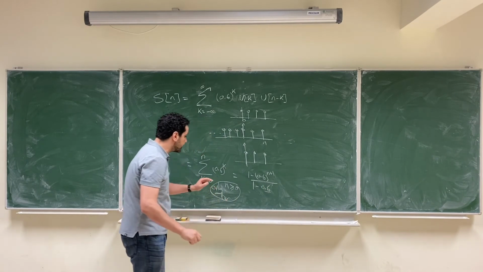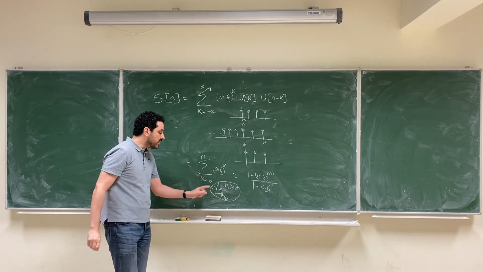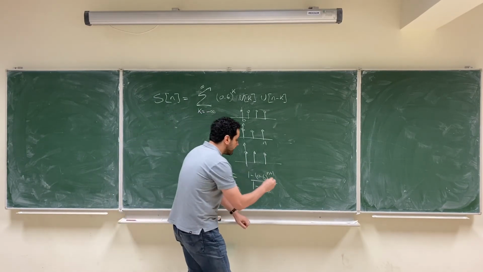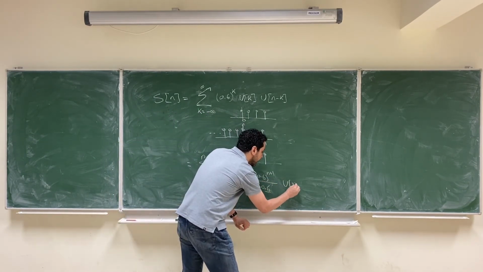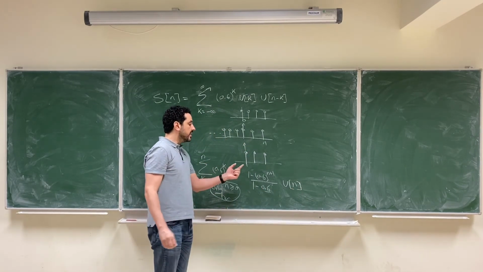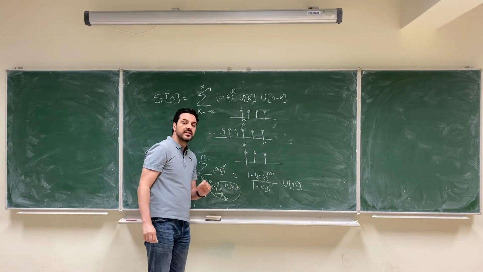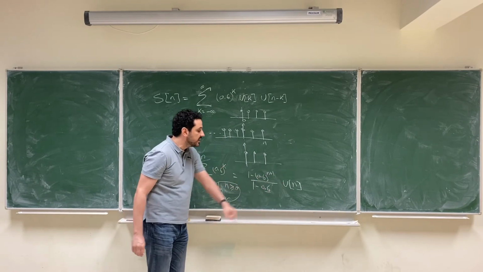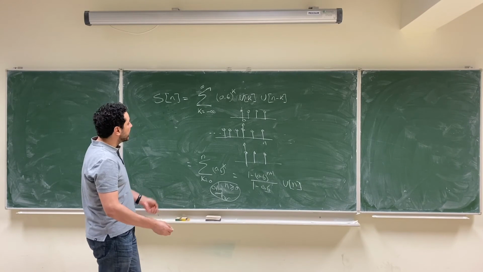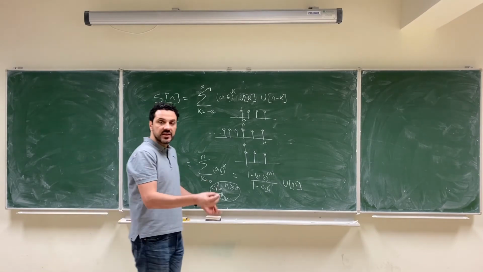But here, because this expression will be valid only for n greater than or equal to 0, to be mathematically correct, you have to multiply by u[n] to say that this summation exists only for n greater than or equal to 0. You have to multiply by this unit step, right? Once you do that, you can calculate the step response at different values.